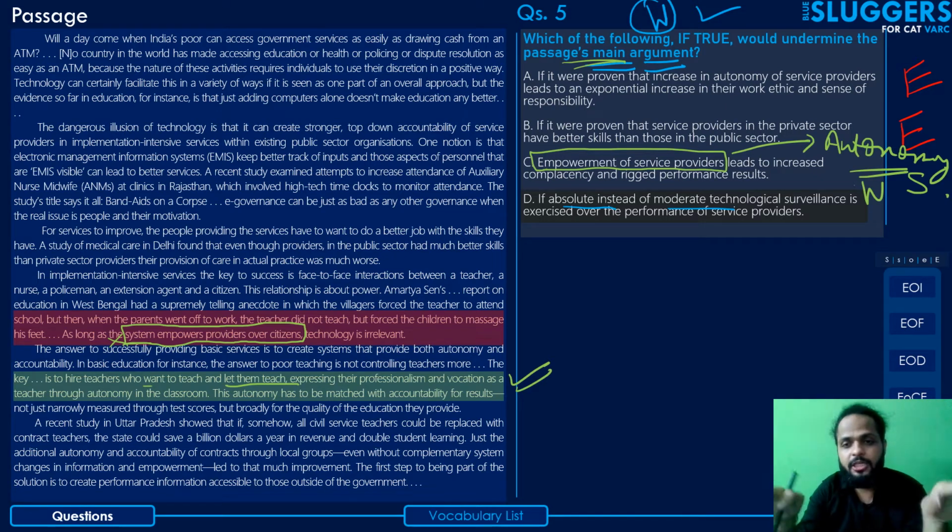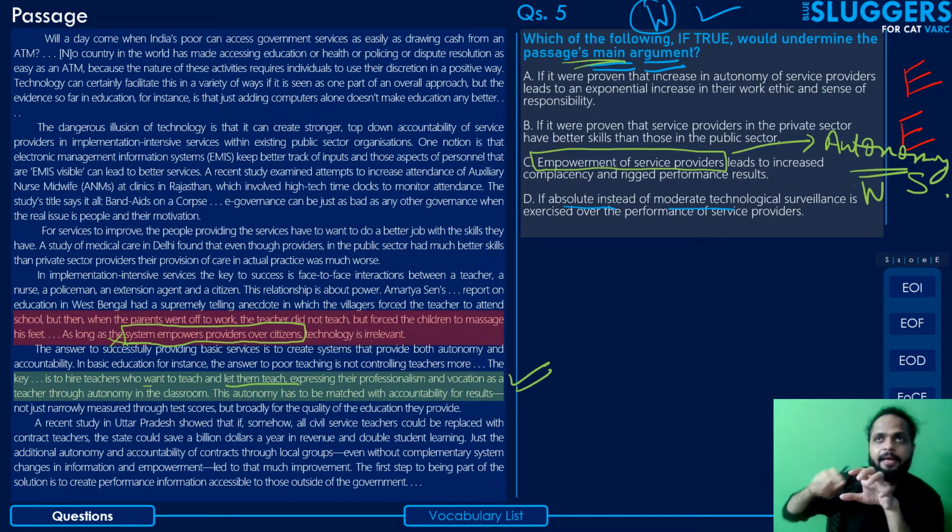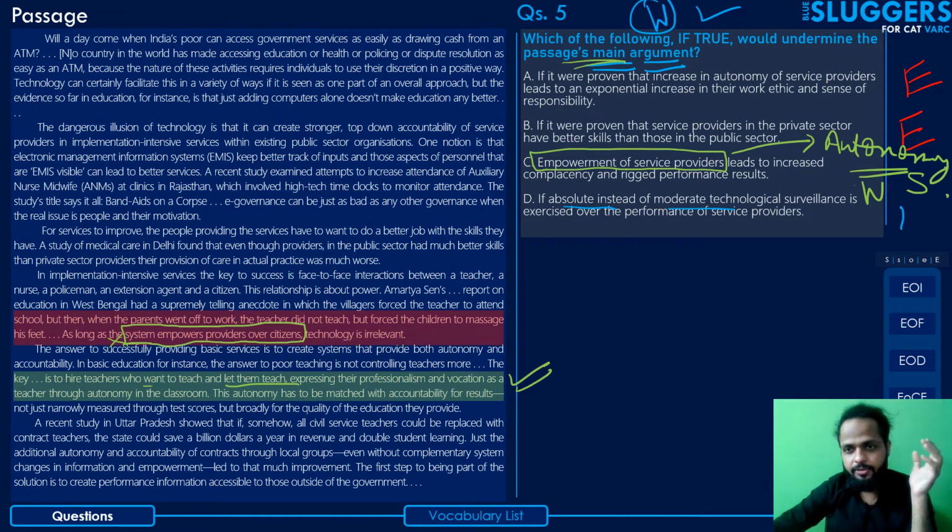The author has made no such point related to absolute or moderate technological surveillance, or differential deployment of technological surveillance. Hence, if you talk about something that he has not talked about, it's very unlikely that you weaken the argument. And if you still want to somehow make a connection where this option weakens the argument, we'll have to make a really long series of assumptions to do that, which again does not make sense. So you can eliminate this with a capital E. Your correct answer here will be option C.